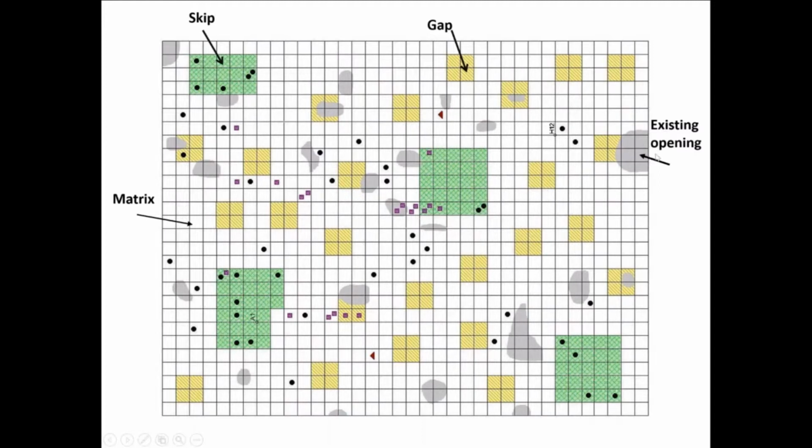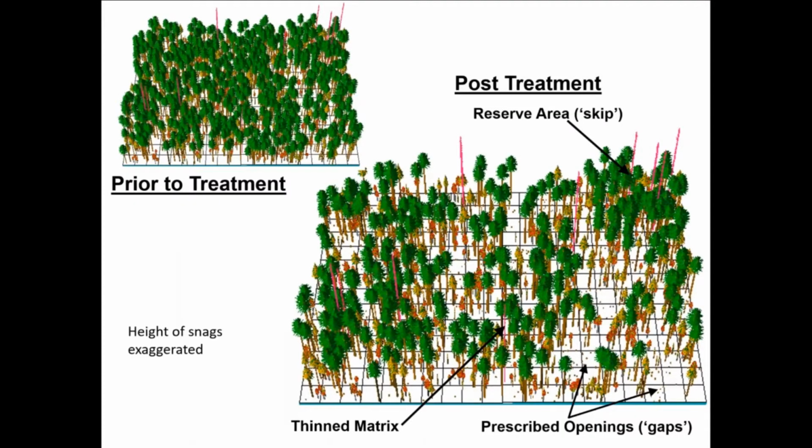In this particular case, the black circles are large diameter and tall snags, old growth snags. We were trying to preserve as many of those as possible. Whereas the squares and the little triangles are smaller snags or hardwood snags. And you could see here, for example, over on the side, we had an existing opening, and then we expanded it a little bit by putting in a gap next to that opening.